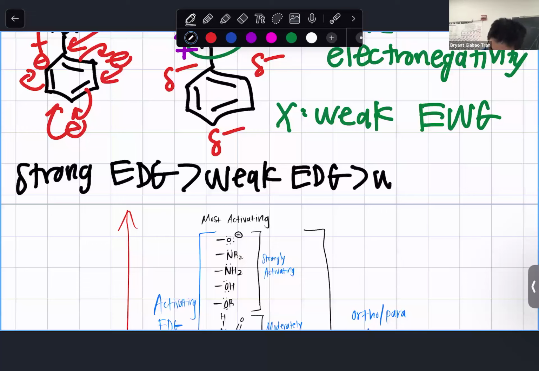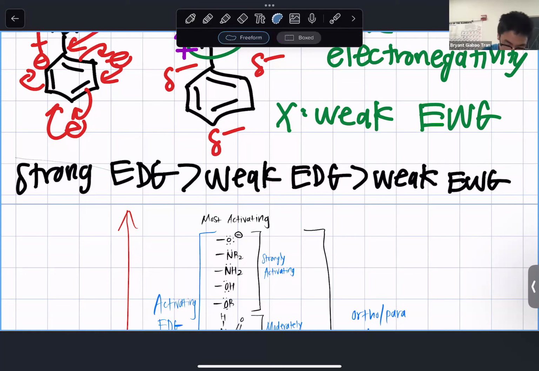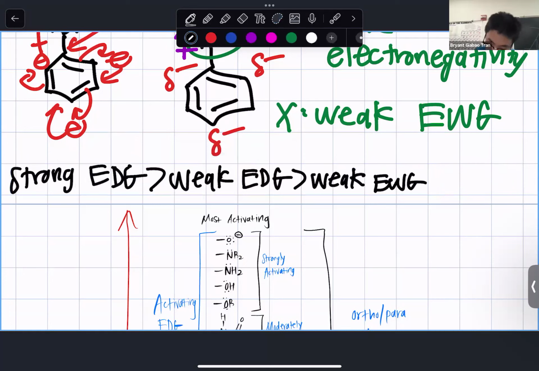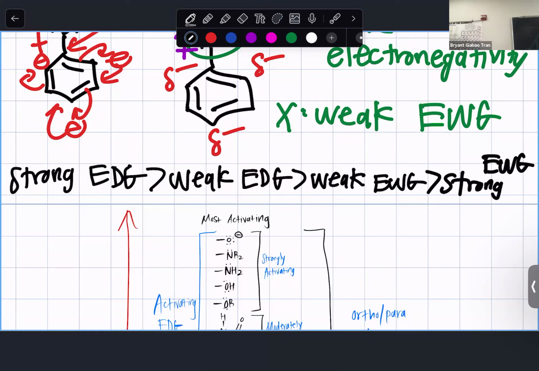A weak EWG is a stronger activator than a strong EWG because it doesn't deactivate the ring as much. Whereas with the strong EDG, we want it to donate a lot of electrons to the ring, which makes it the strongest activator. The strong EWG is the strongest deactivator because it withdraws electrons the most. And then a weak EDG is right in between them.